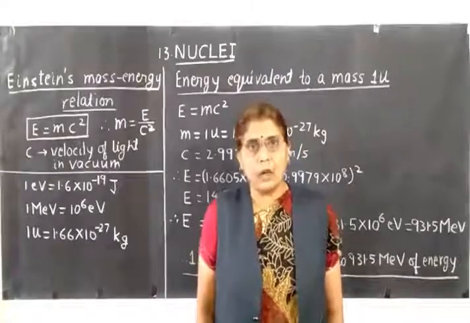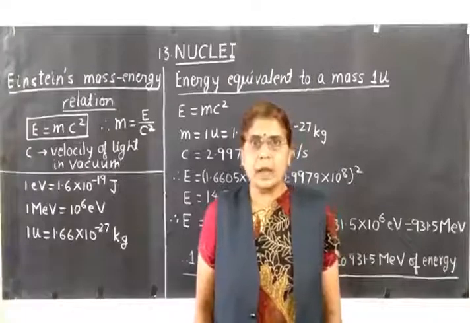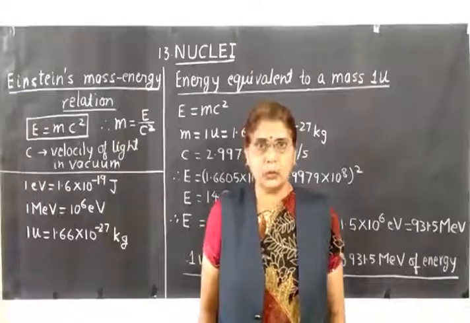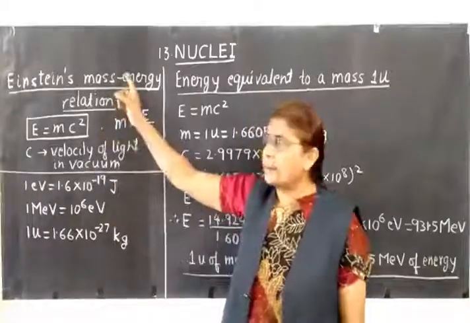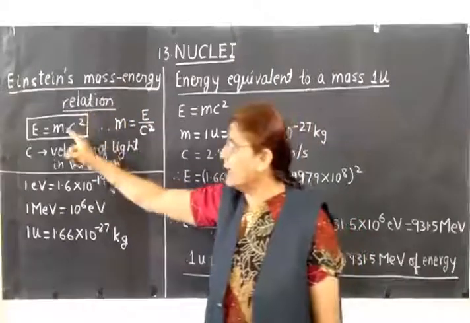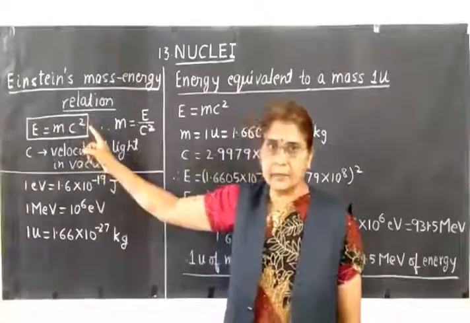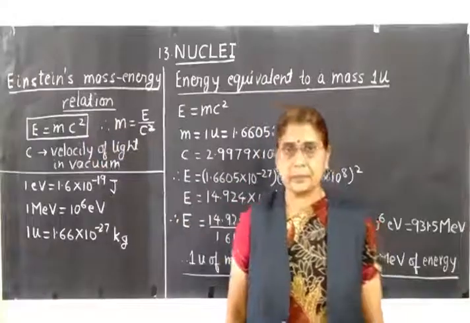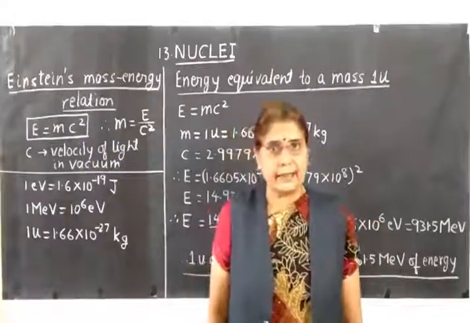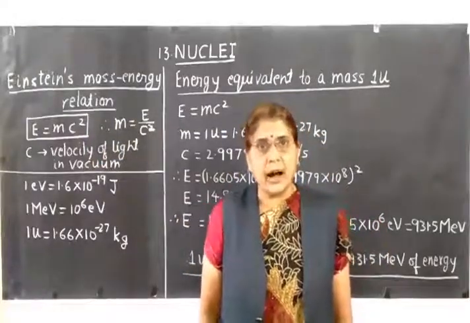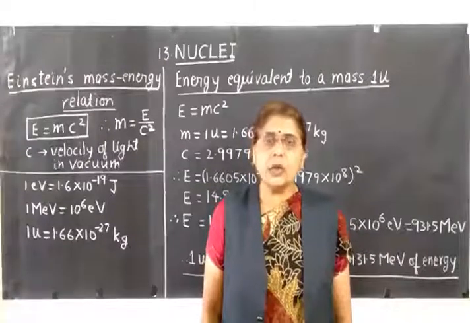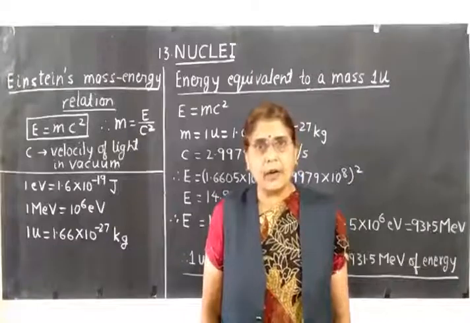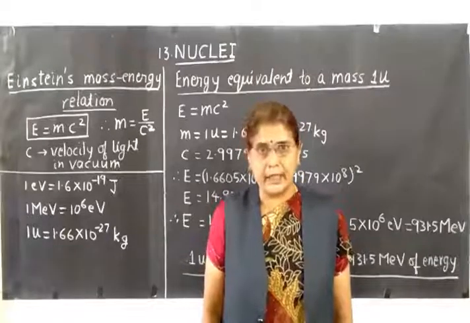We shall now find out the energy equivalent to a mass 1 U. For that, we shall make use of Einstein's mass energy relation E equals mc square. What is this relation? In classical physics, mass and energy are considered as two separate physical quantities, and there are two conservation laws, one for mass and the other for energy.